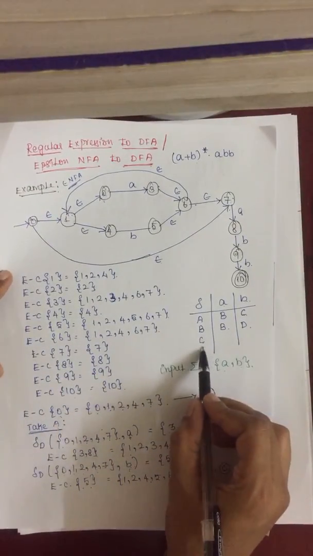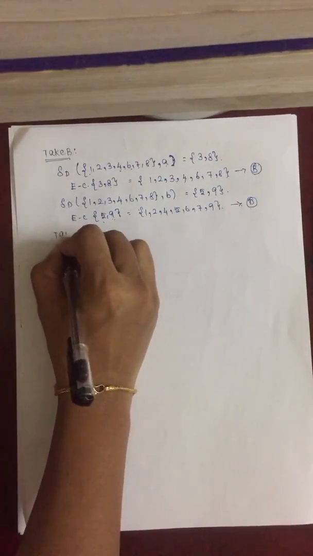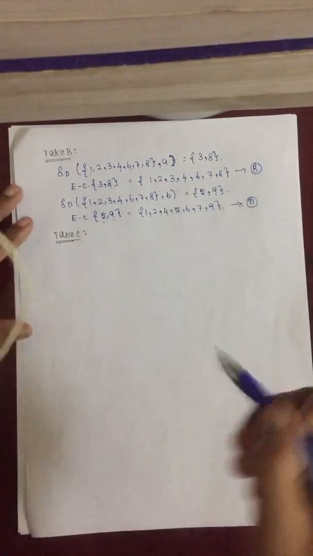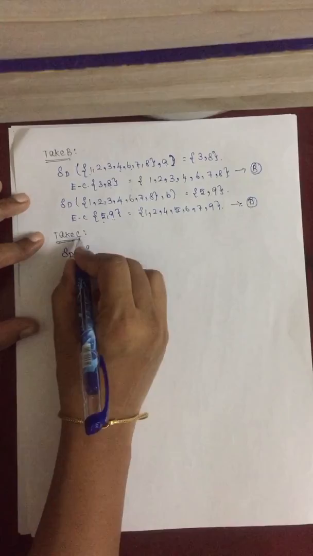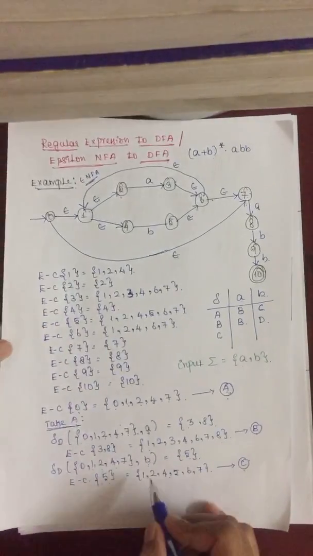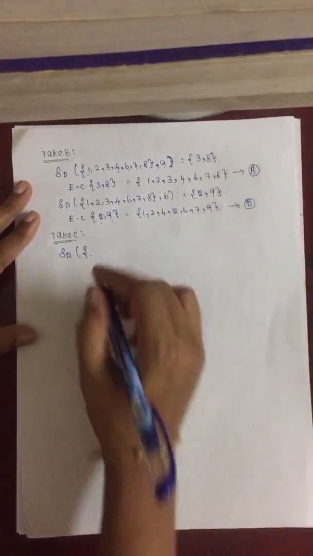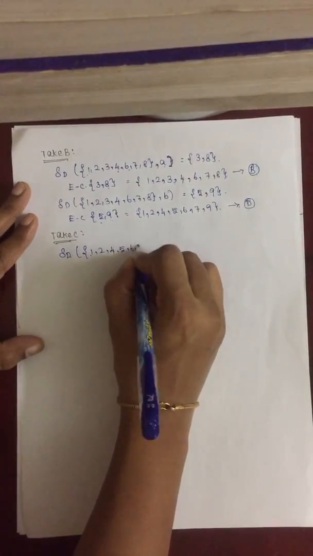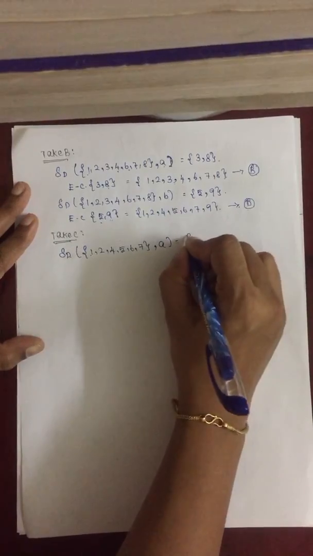Now we are just going to take C now. DFA transition. So what are all the sets available? What are all the states available in C set? We are just going to check 1, 2, 4, 5, 6 and 7, right? So take 1, 2, 4, 5, 6 and 7 with input symbol A as well as input symbol B. We are just going to identify, right?